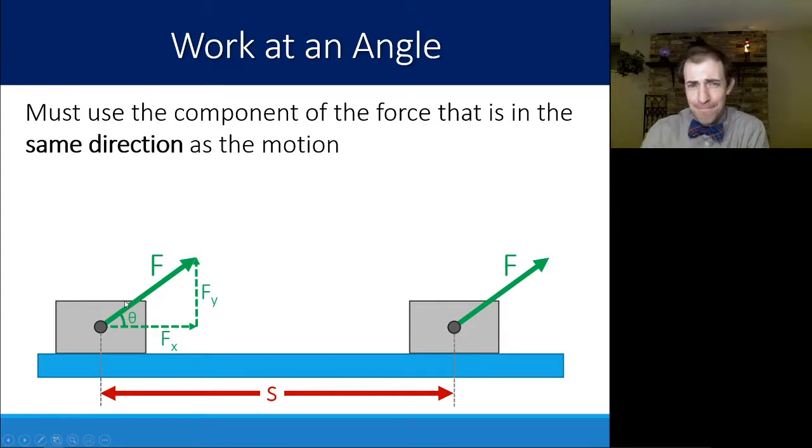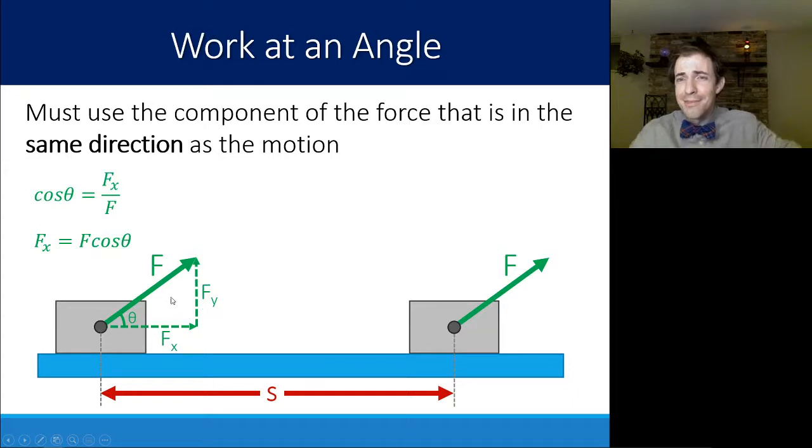To do that, I've got an angle here with my adjacent side and my hypotenuse. I can calculate that using the cosine. Cosine of the angle is just Fx divided by F. Solving that for Fx, just multiplying both sides by F, I get that Fx is equal to the force times the cosine of the angle that the force makes with my direction of motion.